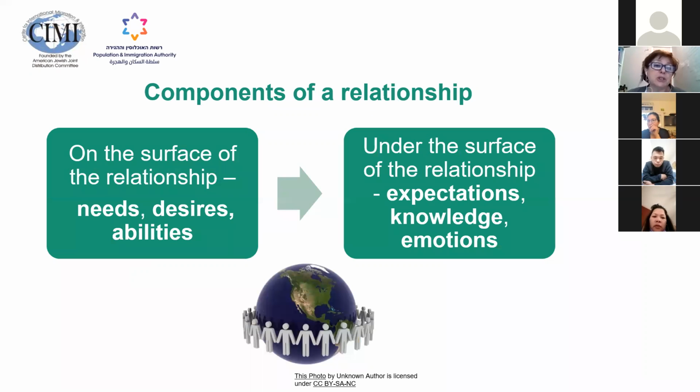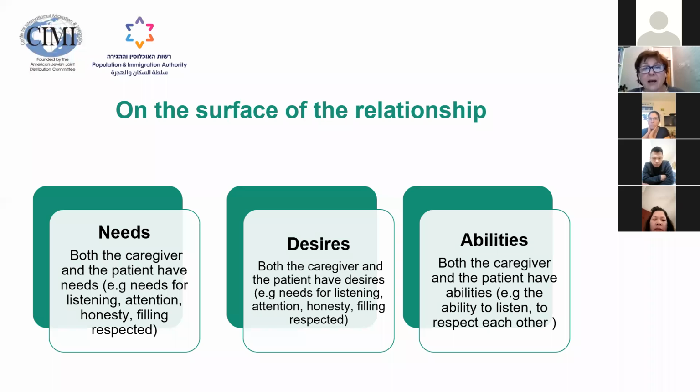Components of a relationship. On the surface of a relationship, there are needs, desires, and abilities. Under the surface of a relationship, there are expectations, knowledge, and emotions. On the surface of a relationship, both the caregiver and the patient have needs: the need for listening, for attention, for honesty, for feeling respected. Both sides need all of those things in a relationship.